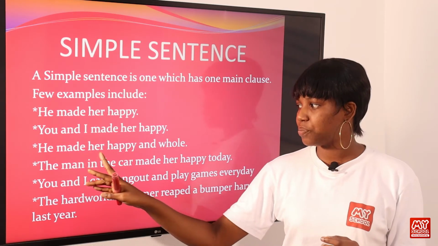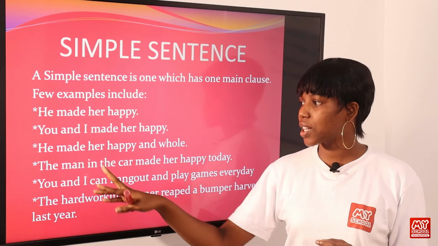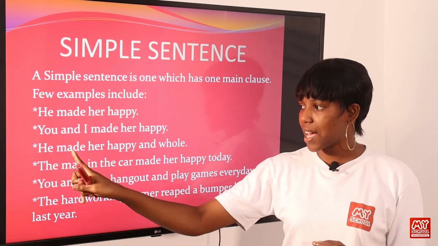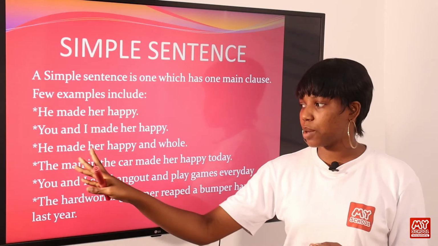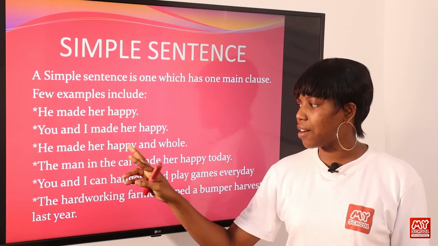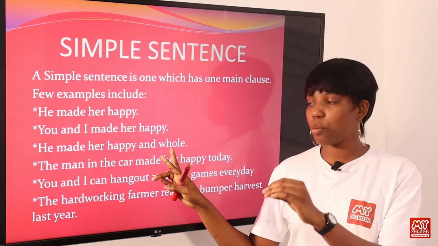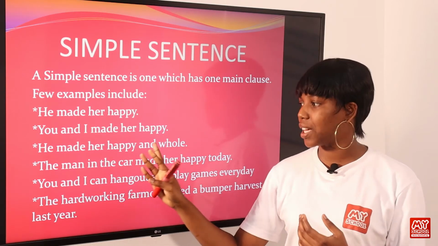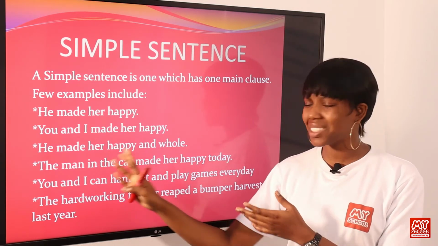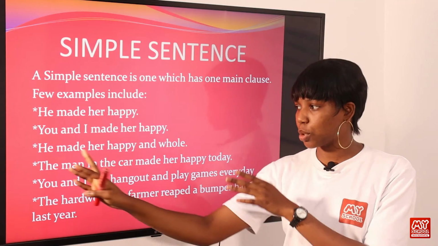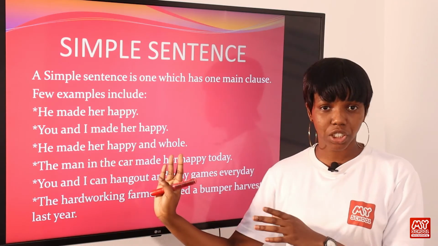Number 3, he made her happy and whole. So you can see a subject and a verb, subject-verb relationship. It makes sense. But here you have happy and whole. Happy and whole here is a compound complement. Okay, happy and whole is a compound complement, and so this is one expression. This is a subject and a verb combination.